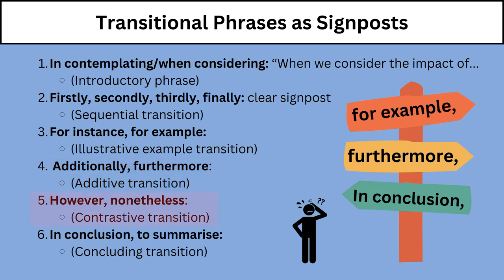We have contrastive phrases such as "however" and "nonetheless", which signal that you are making a point that differs slightly but is still connected to your subject. Finally, we have concluding transitional phrases like "to conclude" and "to summarize", which basically tell the reader that they have reached the end of the essay.